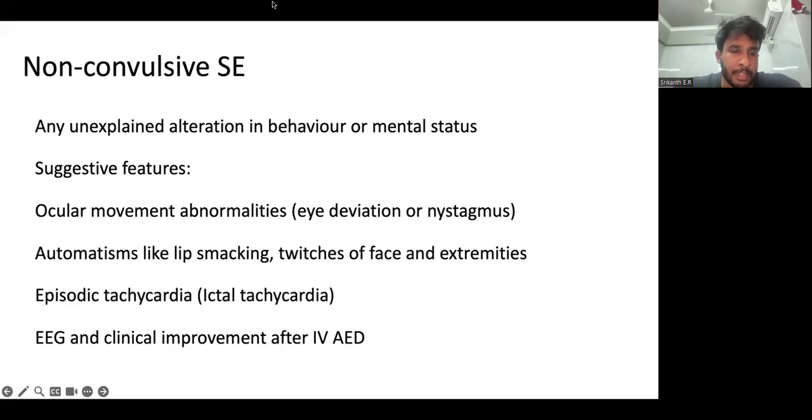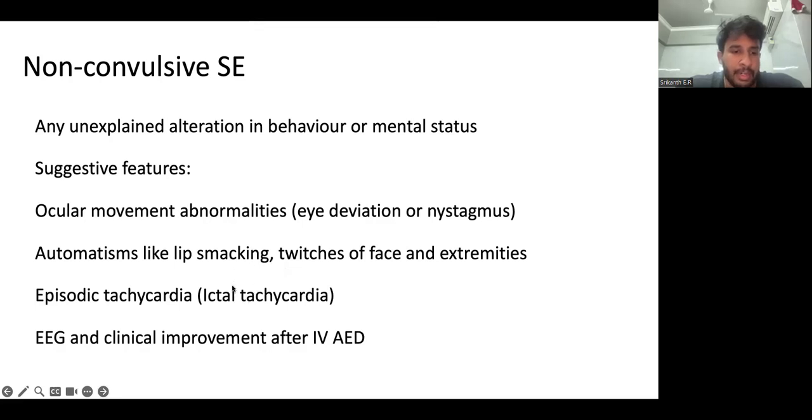So when should you suspect it? Any unexplained alteration of behavior or mental status should make you think of a non-convulsive status. So what are the suggestive features? If they have ocular movement abnormalities like eye deviation and nystagmus during this altered mental status, you should think about it. If they have automatisms like lip smacking, twitches of the face and extremities, you should think about non-convulsive status.